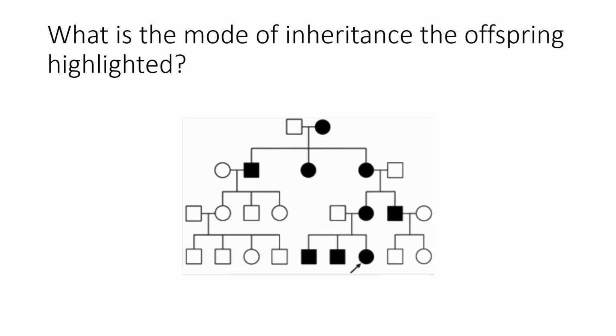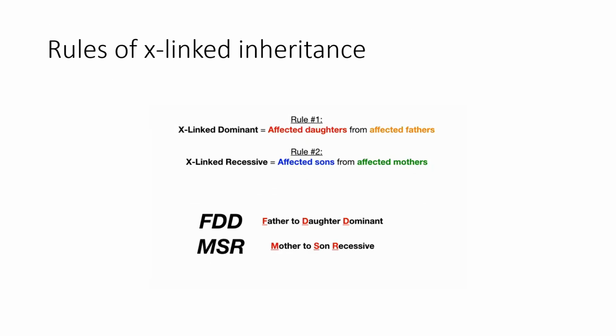Now, looking at this picture, there is a classic exam question: what's the mode of inheritance? I will share 1 or 2 methods you can use to easily clean this up in your exam. The first for X-linked inheritance, FDD MSR. Father to daughter is dominant, mother to son is recessive. FDD MSR, please, you need to cram this. It's a rule, you have to know it.